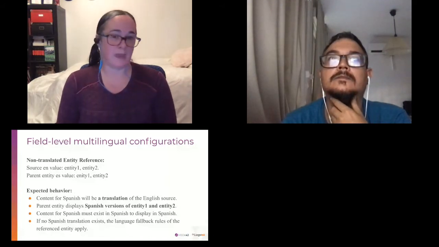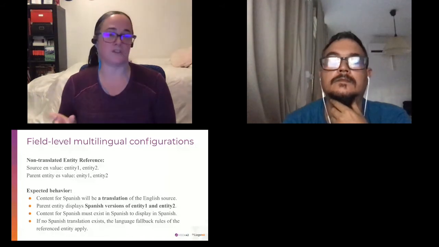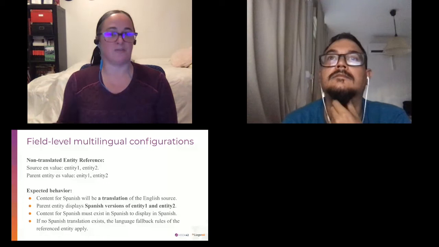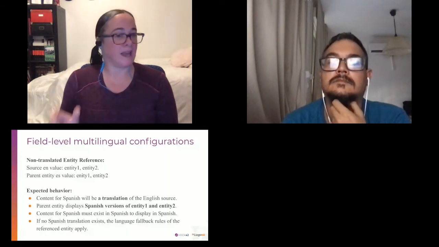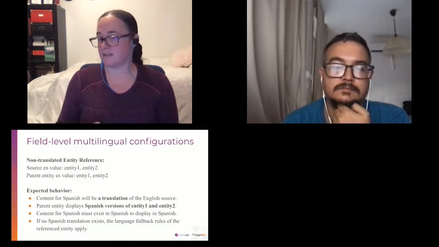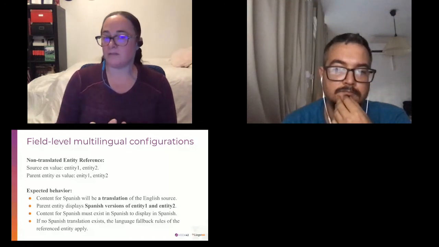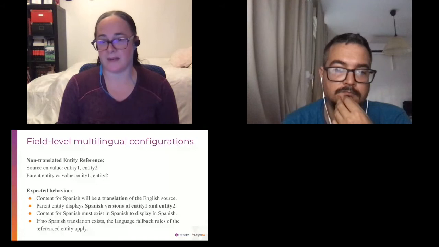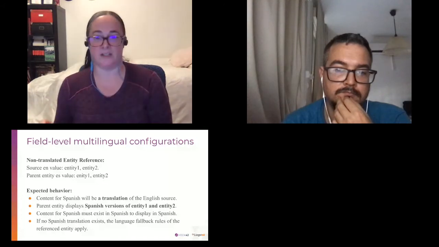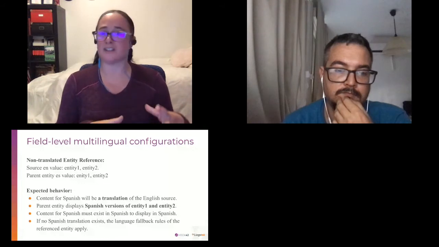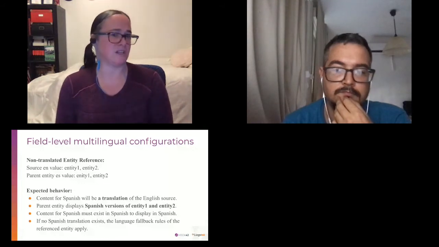The content for Spanish will be a translation of the English source. So it's the same meaning, it's just in a different language. The parent entity will display Spanish versions of entity 1 and entity 2. The content for Spanish must exist in Spanish to actually display in Spanish. So many times there's missing translations. Configurations could be right, but there's just missing translations.